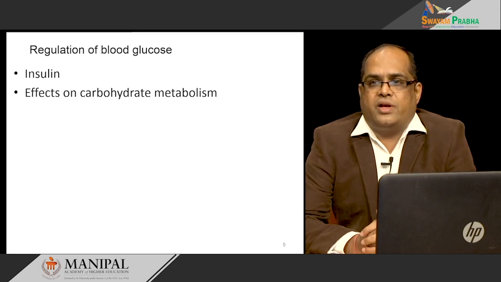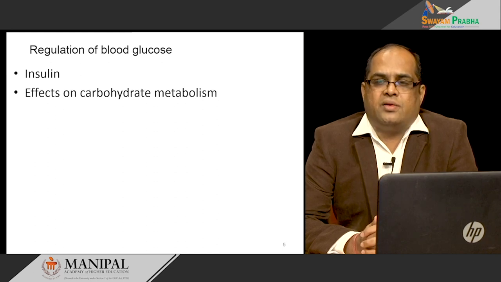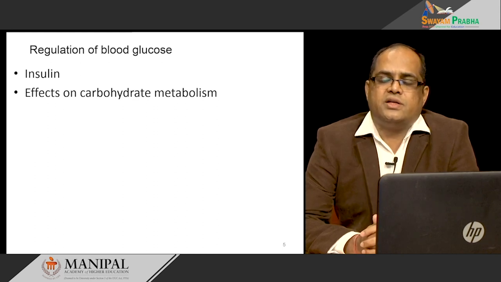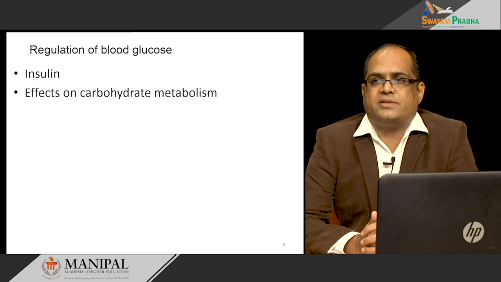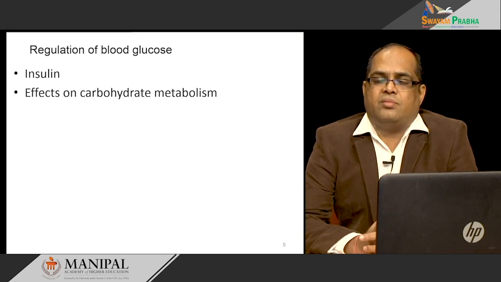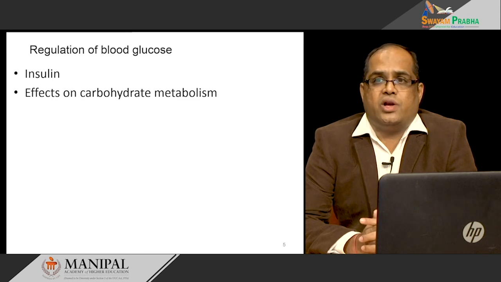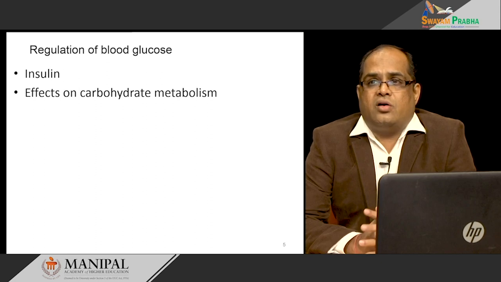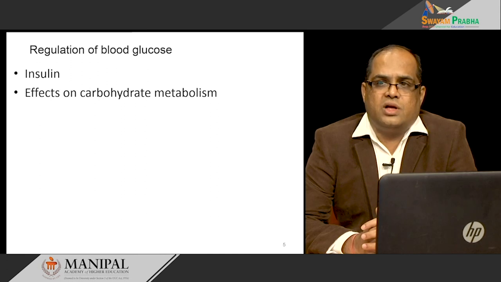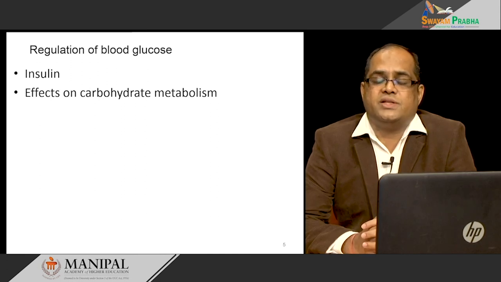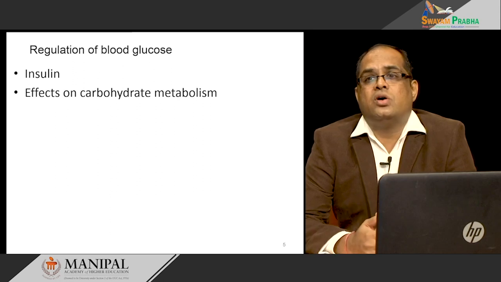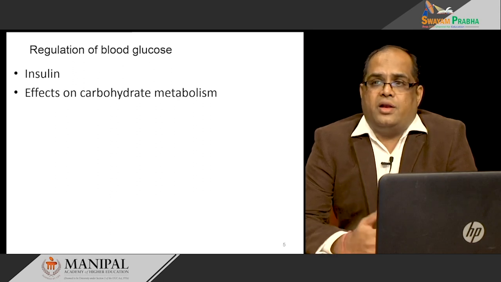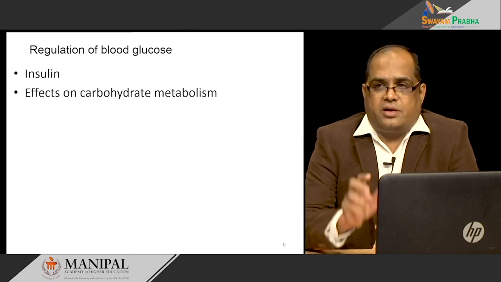Whenever we take a high carbohydrate diet, the blood glucose level increases and this glucose enters the pancreas and is sensed by the pancreas, and it releases the stored insulin into the bloodstream. The overall effect of insulin is to regulate the blood glucose level, decrease the blood glucose level which has increased and bring it back to the normal level. And this is done as it acts on different metabolic pathways.